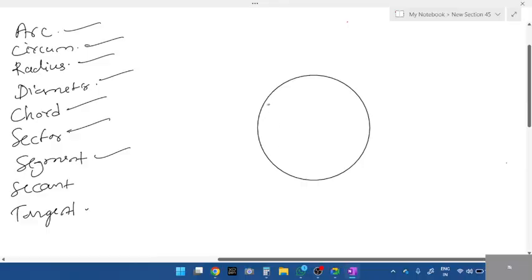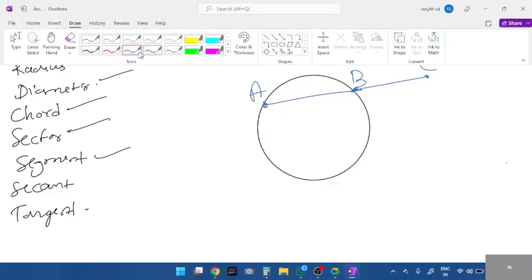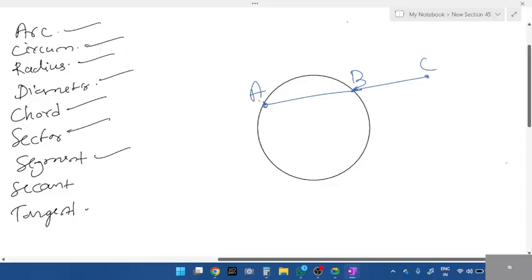Secant. What is secant, students? Now chord will lie inside. If I extend this line outside, this is known as secant. How many points does it have? How many points total? 3 points. In 3 points, how many points are inside? So 2 points will touch the circumference, 1 point will pop out, 1 point will come out like this. This is known as secant.